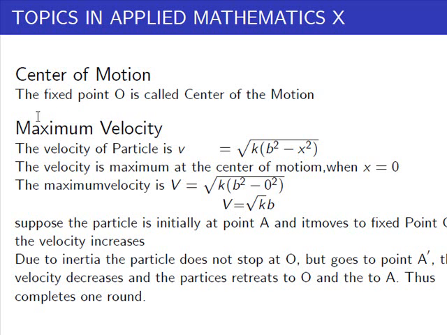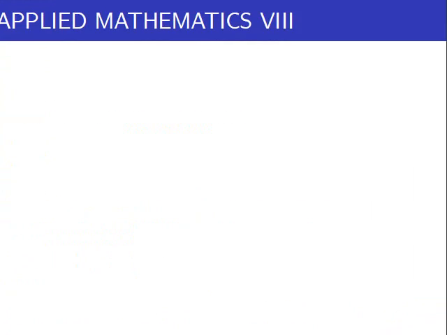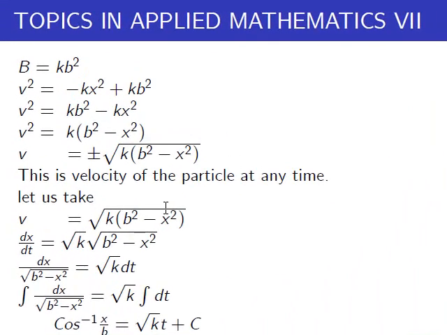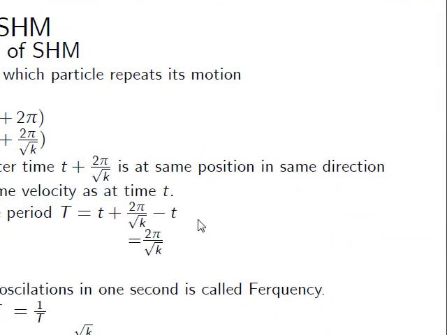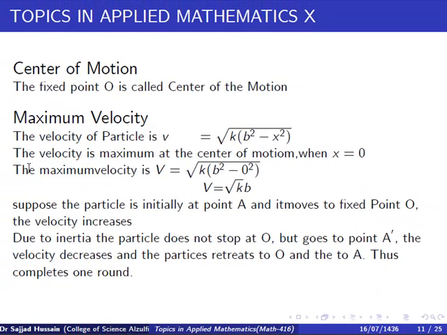Maximum velocity. We know that the velocity of the particle in simple harmonic motion is v = √k √(b² − x²). Students, we have already proved this, that v = √k √(b² − x²). So now we find the maximum velocity.